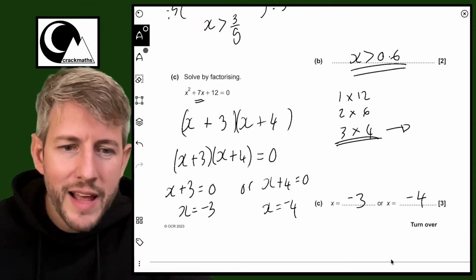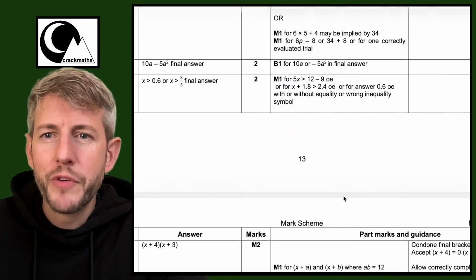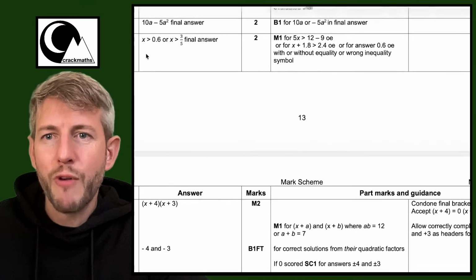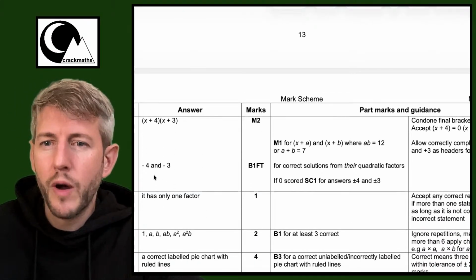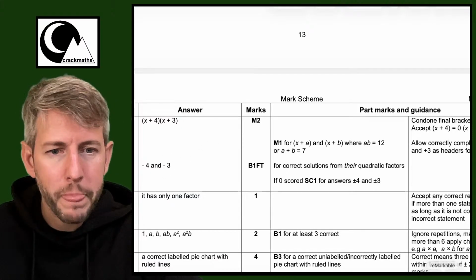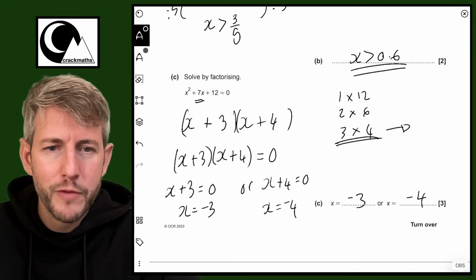Okay, right, let's mark those questions. So here we go, we've got excellent, 10a minus 5a squared, x is greater than 0.6 or 3/5, both are the same. And then we've got minus 3 and minus 4 there, so perfect. They were all correct. Right, and then we can move on.